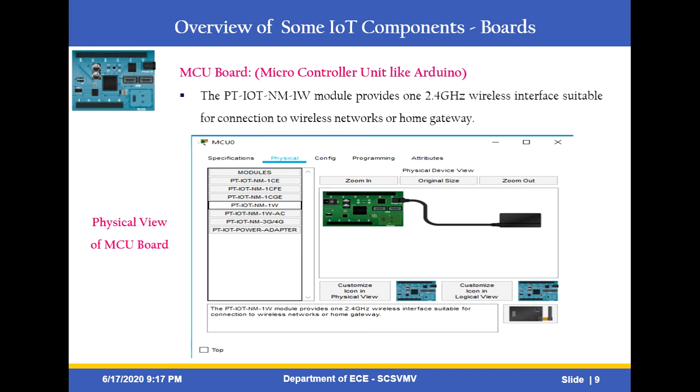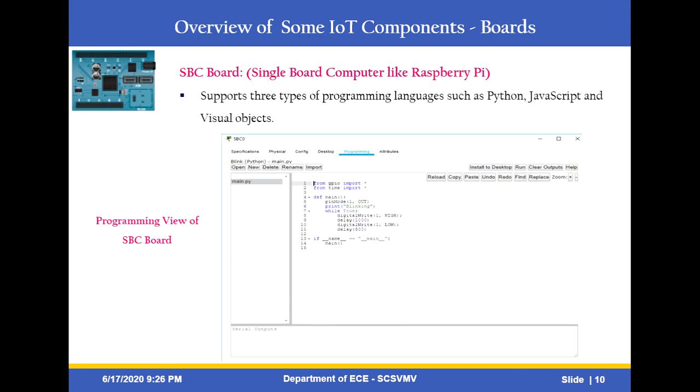Next, we have the SPC board. The SPC board is another form of microcontroller board. Here SPC means single board computer. This is a single board computer like Raspberry Pi, which nowadays we are using. Raspberry Pi supports three types of programming languages such as Python, JavaScript, and visual objects.